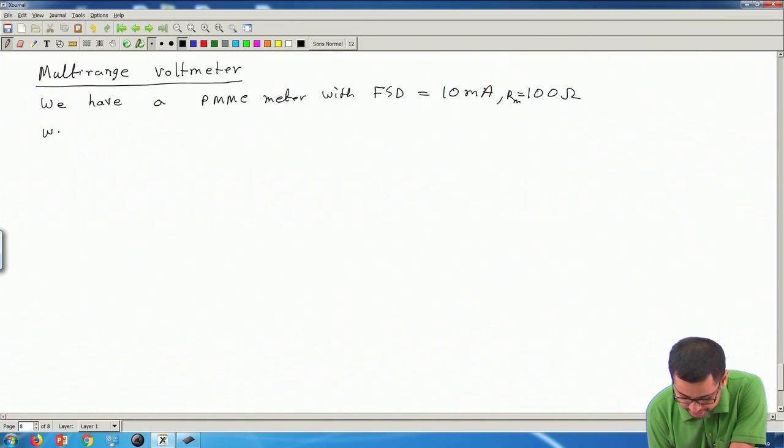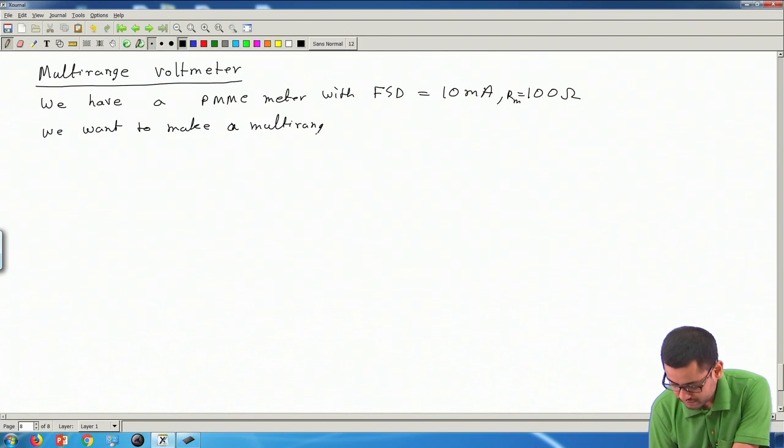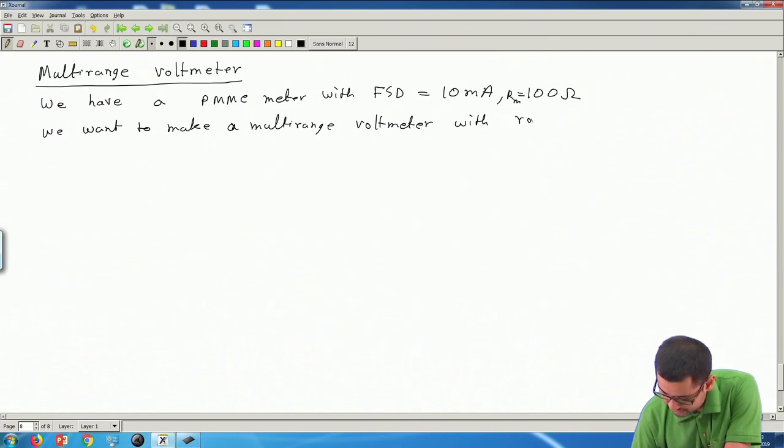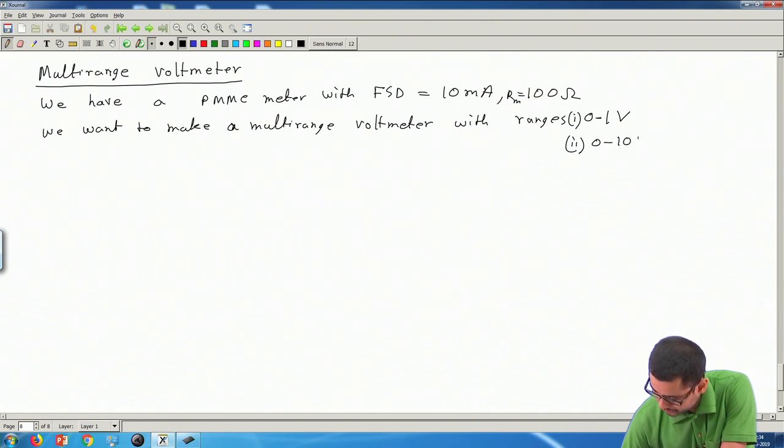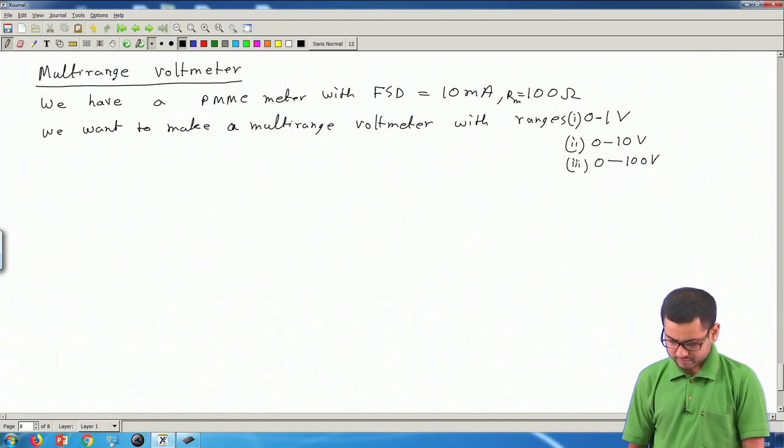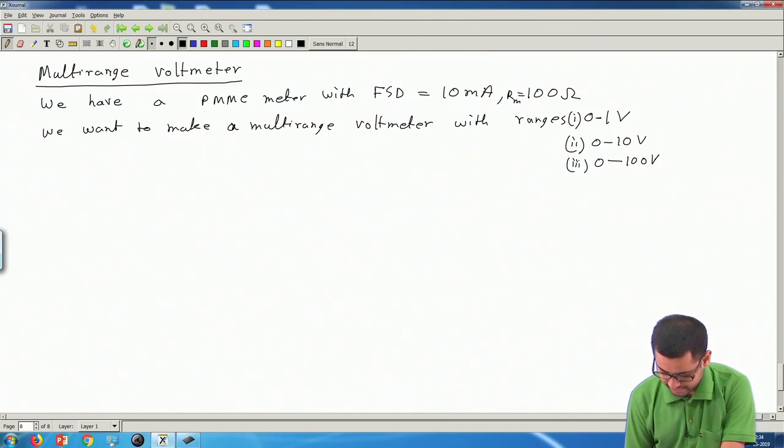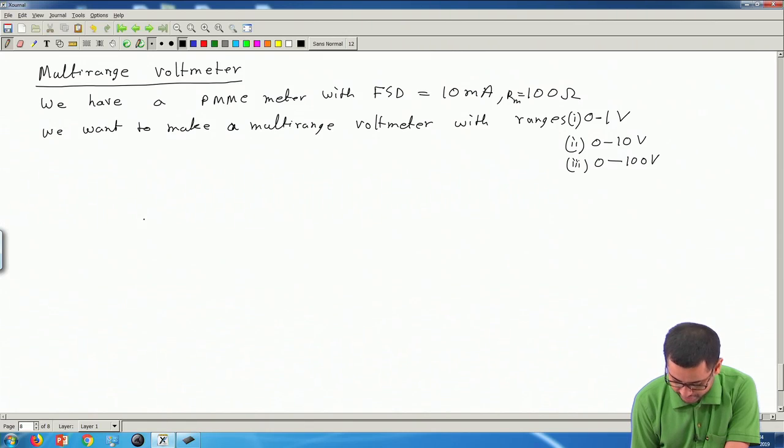And we want to make a multi-range voltmeter with ranges, say 1 volt, that means 0 to 1 volt, then 0 to 10 volt, and then say 0 to 100 volt. So, this is what you want to make. How can we do that? So, basically we need 3 different values of the multiplier or series resistance.